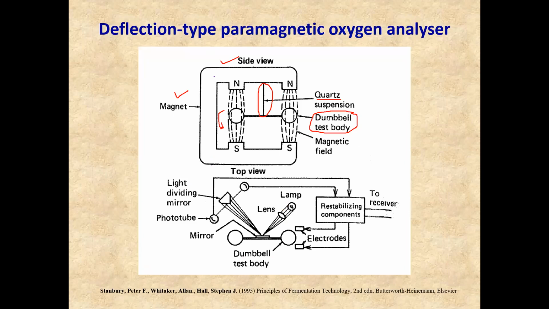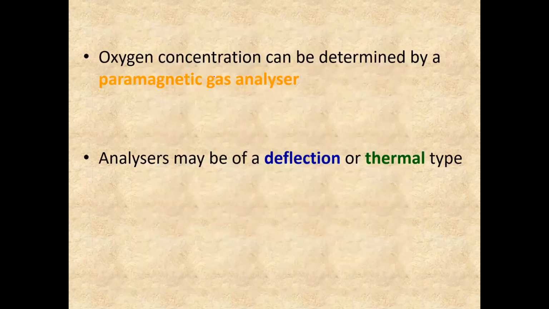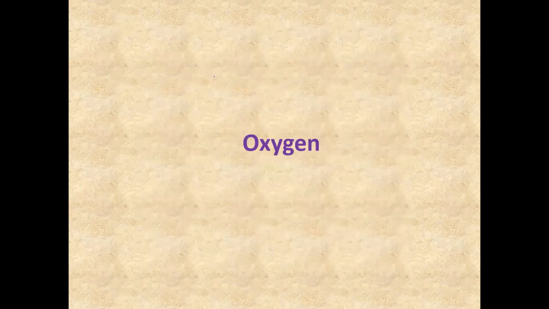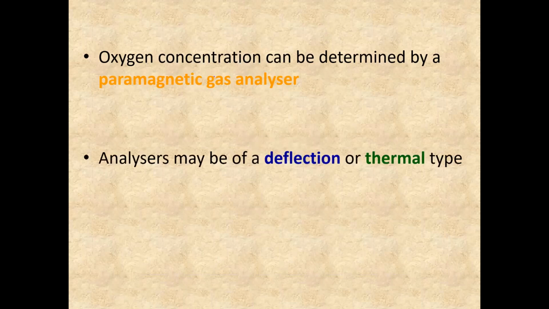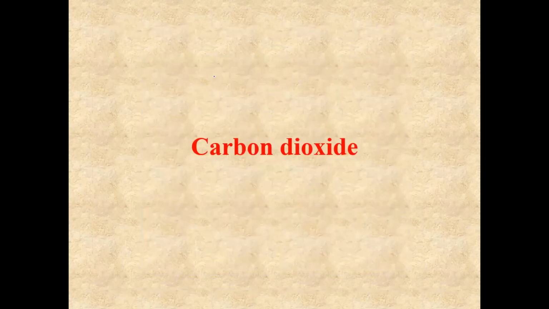The pressure can be monitored using pressure gauges or pressure sensors, which we have learned about in one of the previous recordings. So this was how to monitor the oxygen in inlet and exhaust gas: paramagnetic gas analyzers, deflection and thermal.